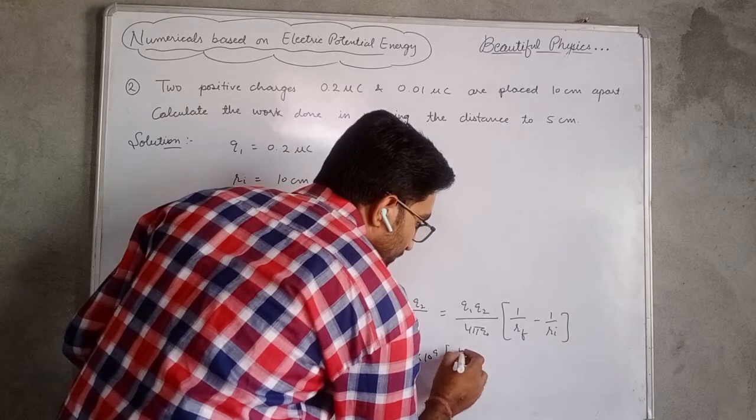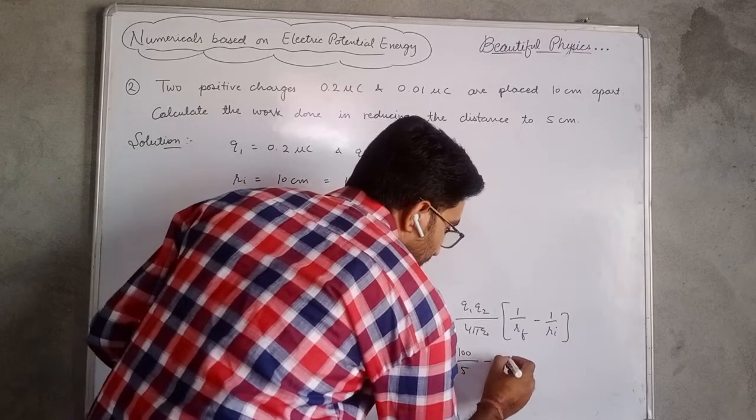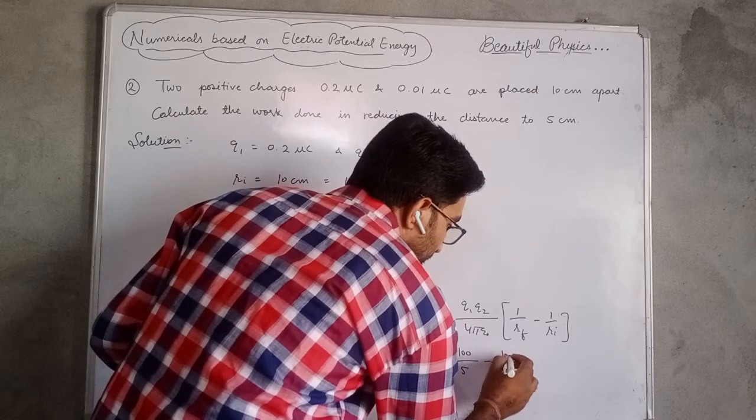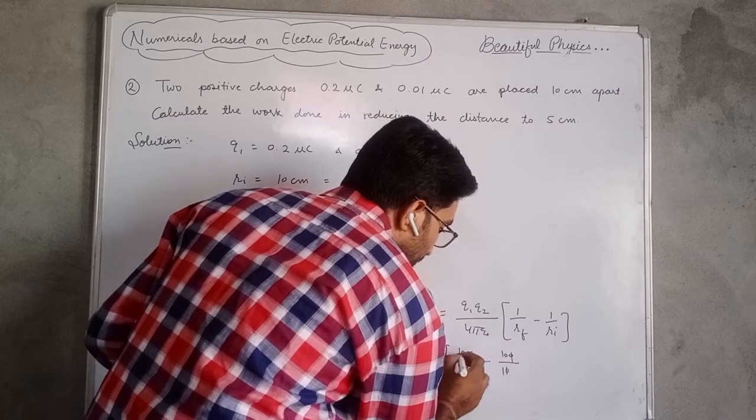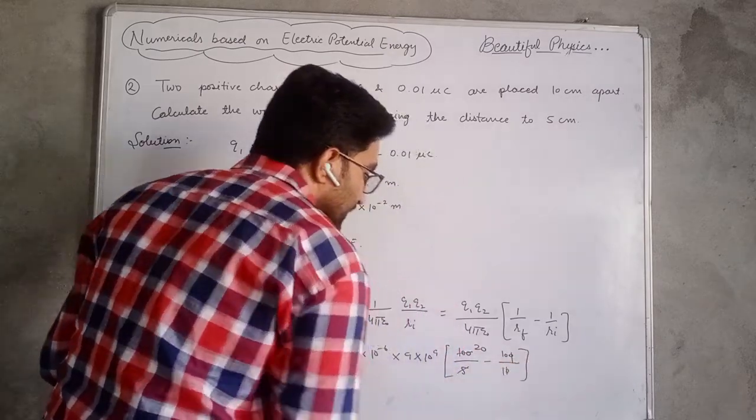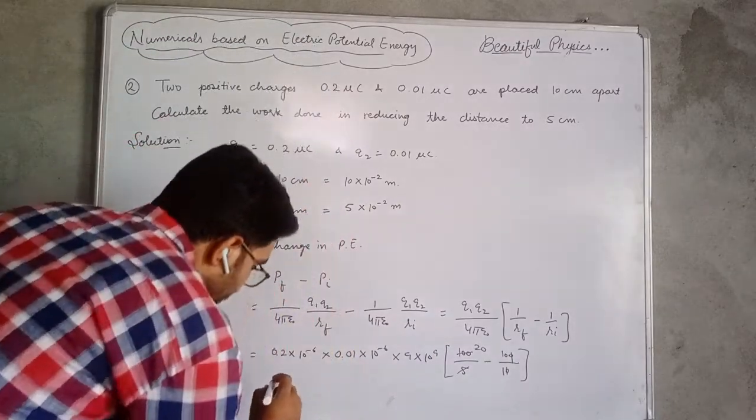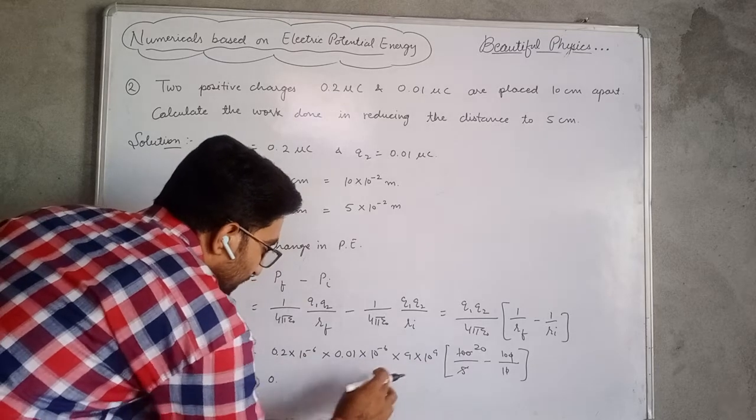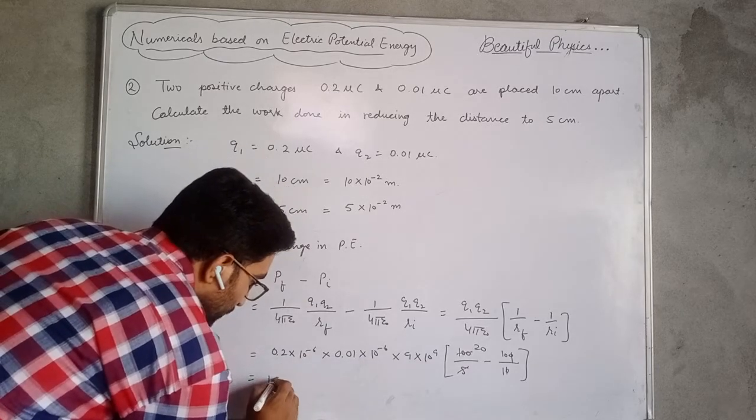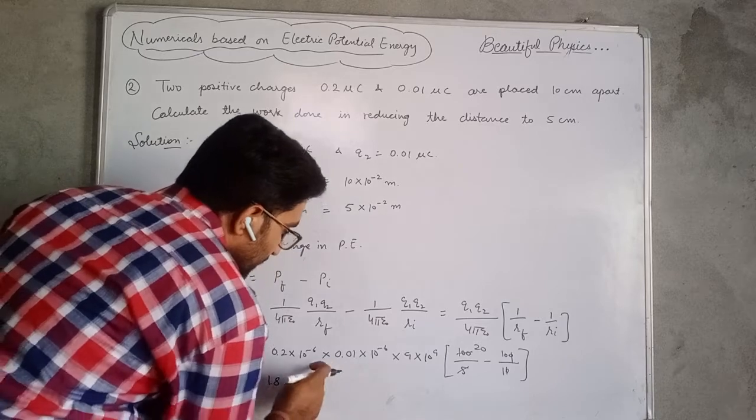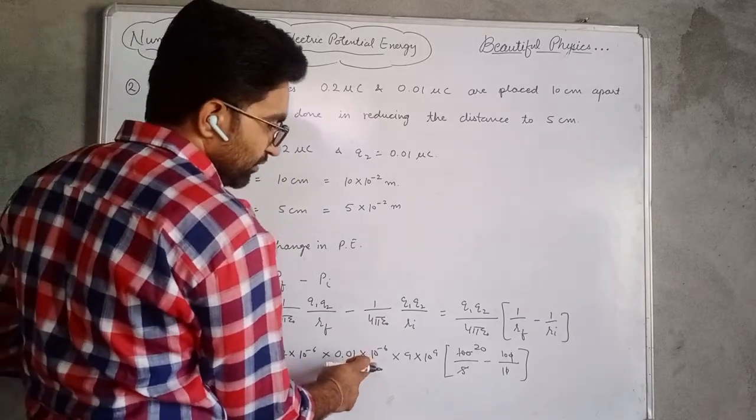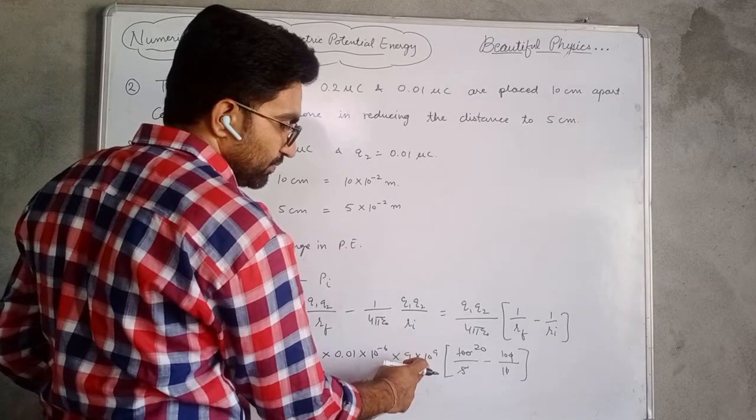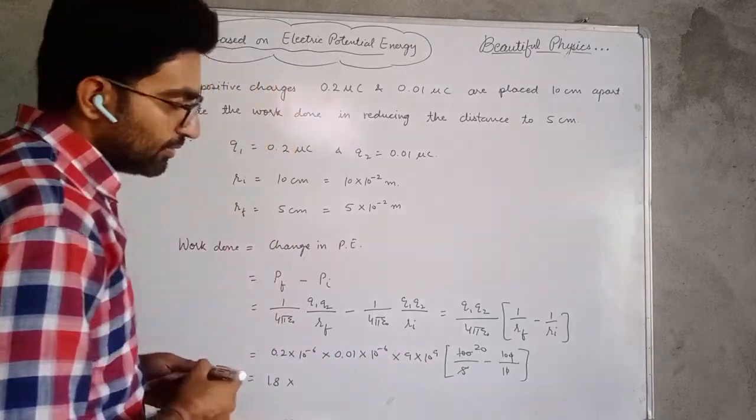10 raised to power 2 will be equal to 100, minus 1 by 10 into 10 raised to power minus 2. Again we can write it here, we have 20 minus 10, it will be again 10. So we have 0.2 multiplied by 9, it will be equal to 1.8 into 10 raised to power minus 6 and 10 raised to power minus 6. It is 10 raised to power minus 12 into 10 raised to power plus 9.